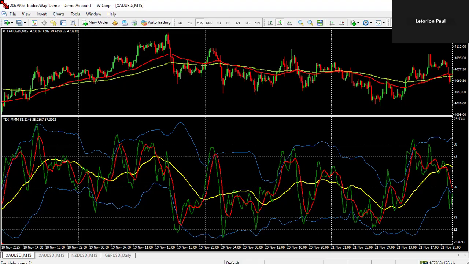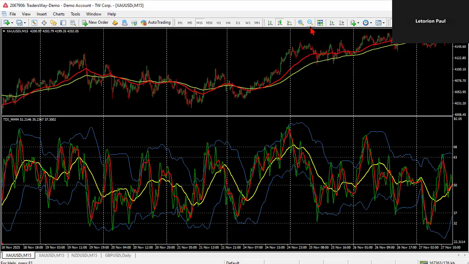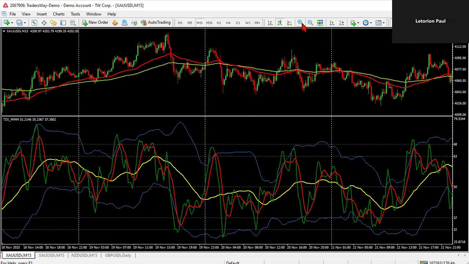I wrote a couple of things down. All right, so first thing. We have the Bollinger Bands on here, and this is going to help you out. Let me zoom out a little bit. Actually, I need to pull this down.